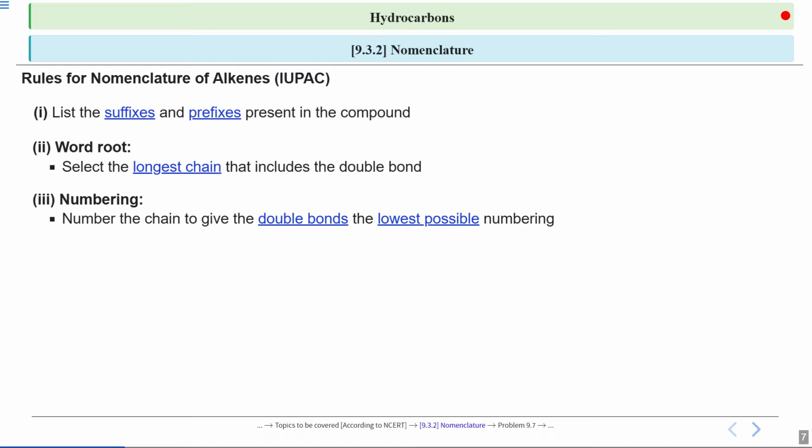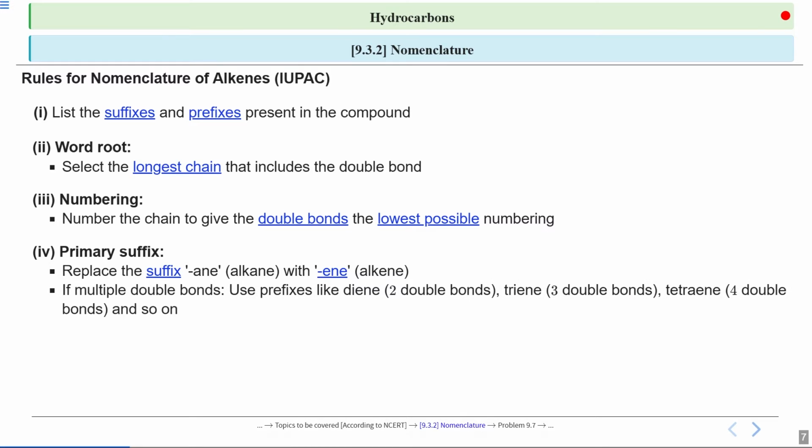Since we are dealing with alkenes, we are dealing with the double bond only. Now we have the primary suffix. In case of alkene, the ane is replaced by ene. Got it? For alkenes. And if multiple double bonds are present, then you have to use a prefix along with this primary suffix, like di, tri, or tetra.